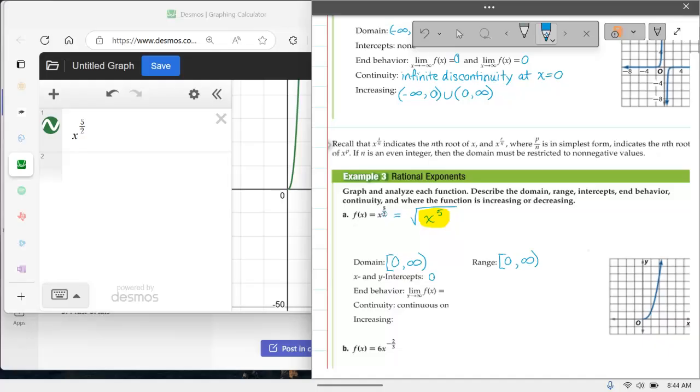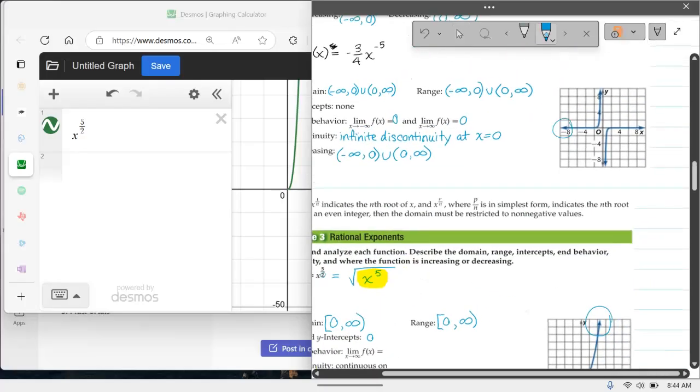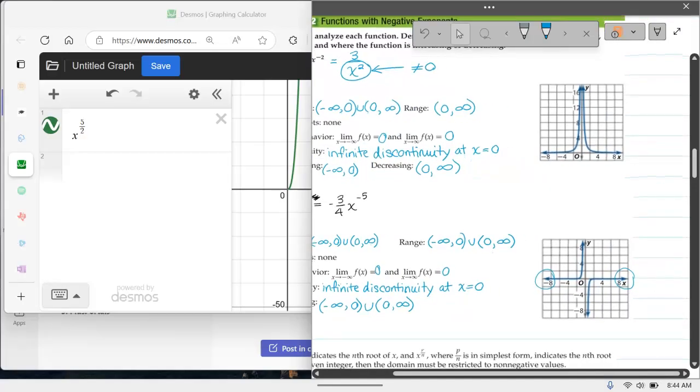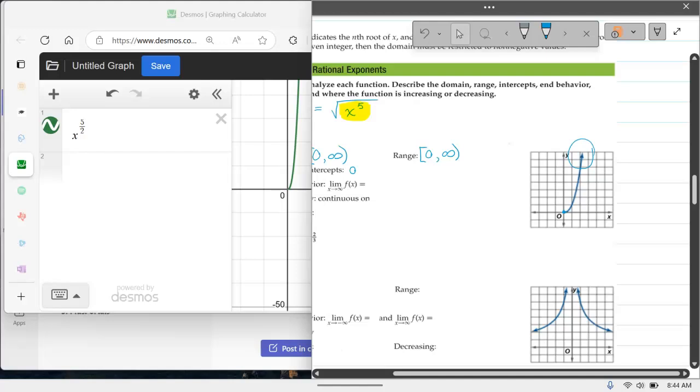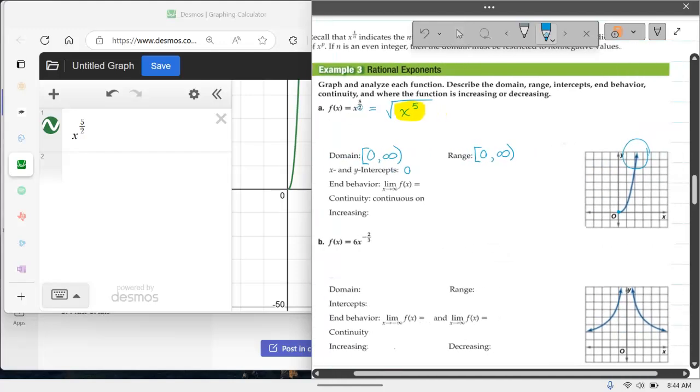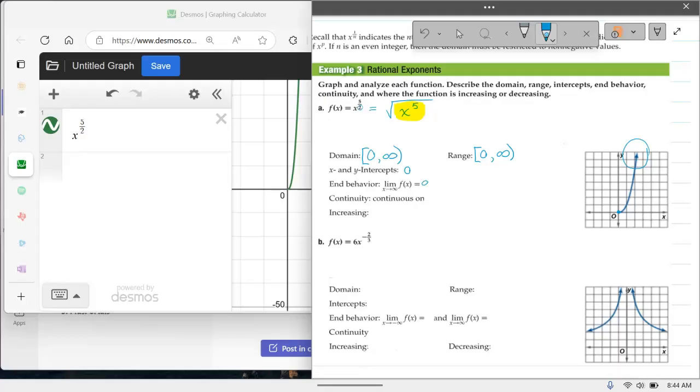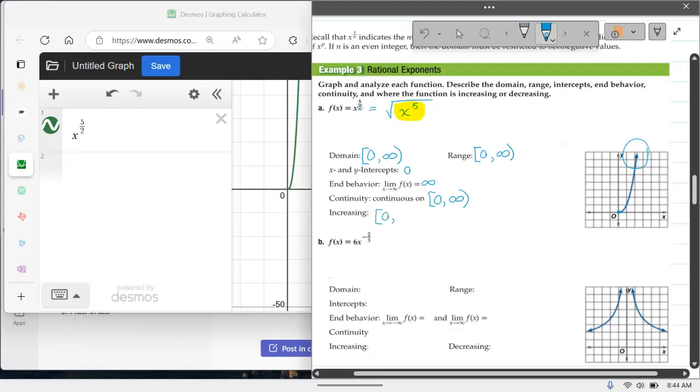And behavior. Well, this only has one end. This is the starting point, but this is the end we're talking about. Notice on our other graphs, we had a left end and a right end. But down here, we only have a right end. So we're only looking at the end behavior as x goes to infinity. And as we go to the right, the graph goes up to positive infinity. It is continuous on the interval 0 to infinity. And it's increasing from 0 to infinity.